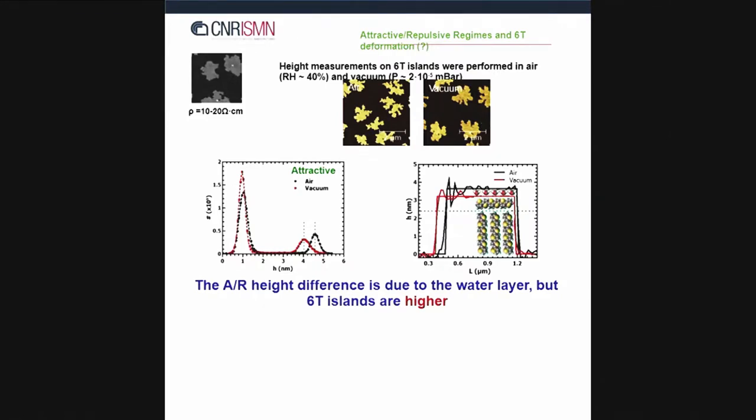So what we can see is the image done in air and the image done in vacuum, and you can see the silicon oxide substrate remains in the same position. Instead, the height distribution of your island shifts towards the left. So it means the height of our samples in vacuum and in air differs by 5 angstrom. But the 5 angstrom is due to the layer of water, and the height of your island remains in any case higher than the expected one. So the water gives a contribution to the height of your island, but it's not the only contribution. You have, in addition, a layer of molecules flat over your island, which increases the height of the island in this type of samples.